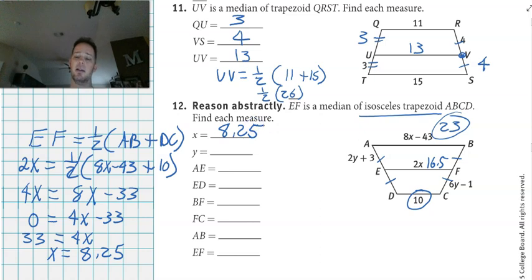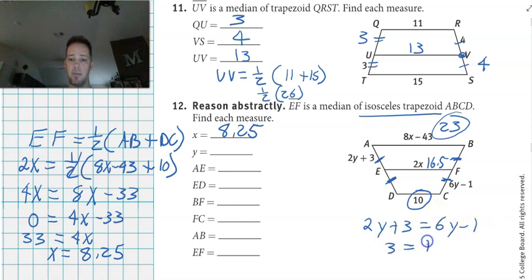That was kind of ugly. Let's do y. Well, this one's convenient because all I have to do is set them equal. I know because this is a median, these two pieces are equal, but because it's isosceles, the other side has to be the same two pieces. So each one of those is congruent. So 2y plus 3 equals 6y minus 1. Subtract 2y from both sides. Add 1. So y equals 1. So 5 and 5, those pieces are congruent.